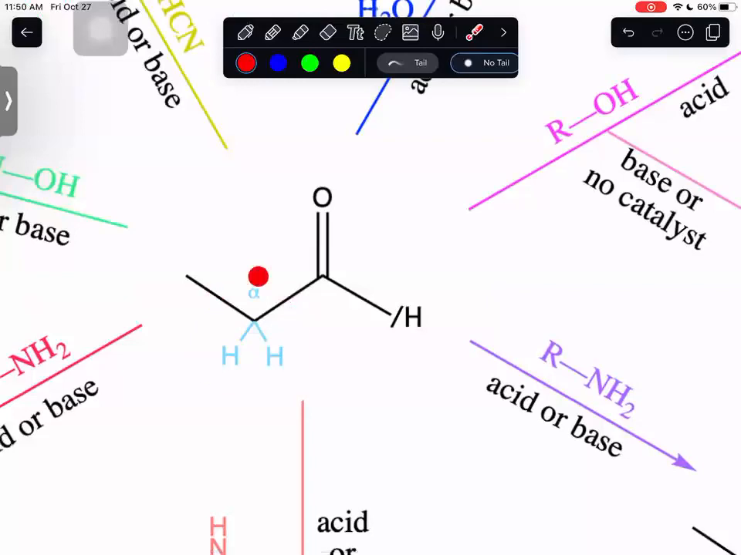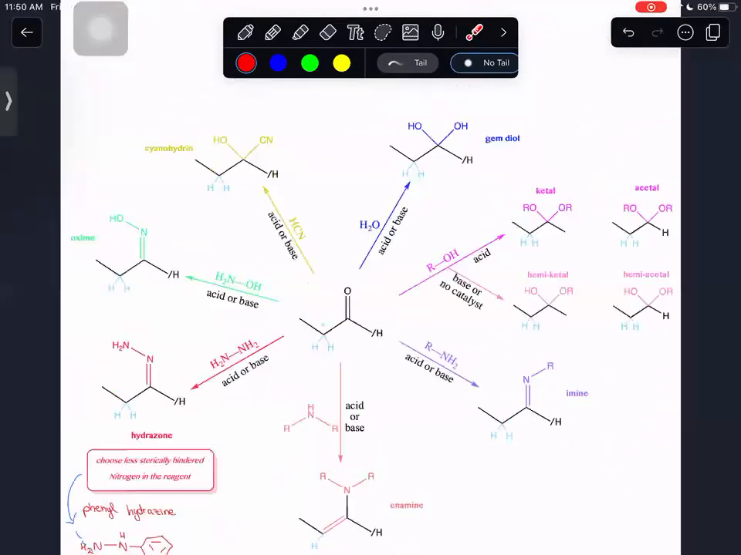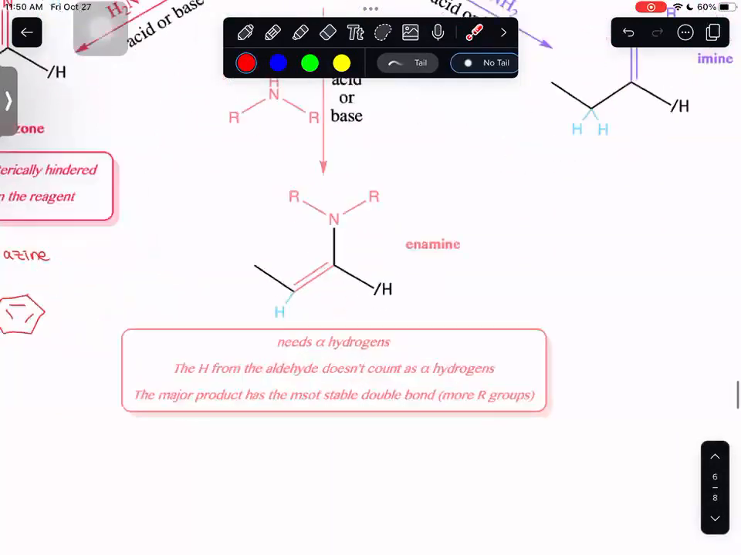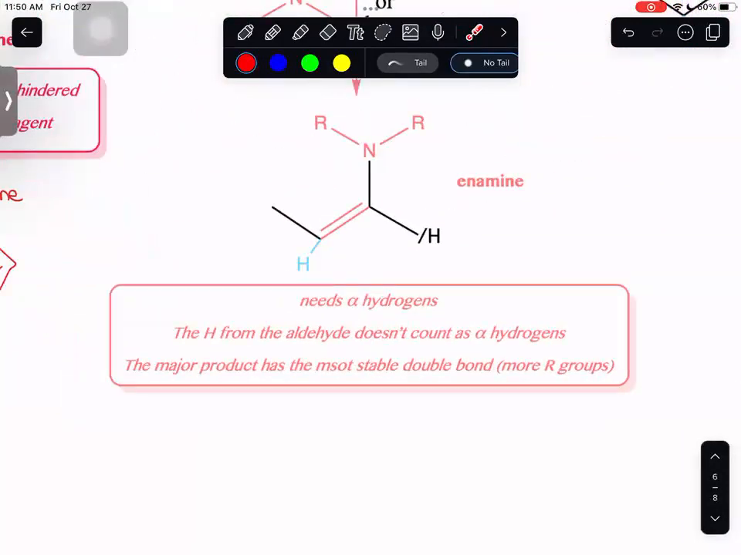So remember, this guy is more substituted. So overall, we're just going to choose the left side to create the major product. And that's it. And there are your rules. So you need alpha hydrogens, and then hydrogens from your aldehyde, they don't count.